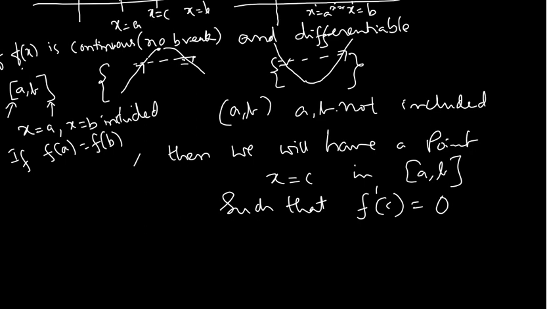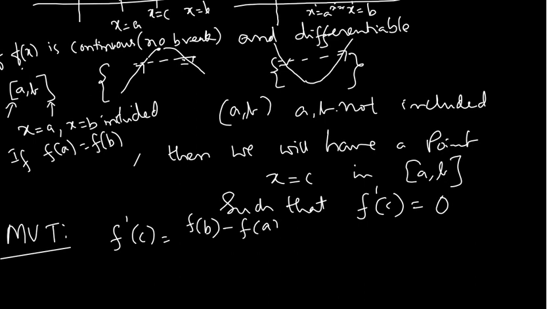Okay, so let us take the mean value theorem also here itself. Mean value theorem, it is not 0, everything else is same, but f dash c is equal to f of b minus f of a divided by b minus a.